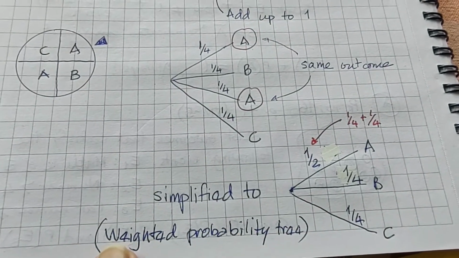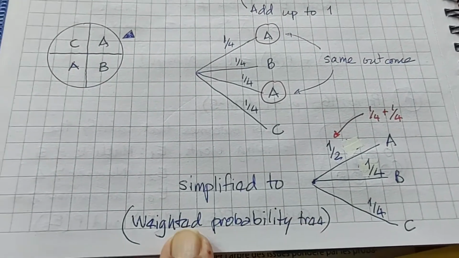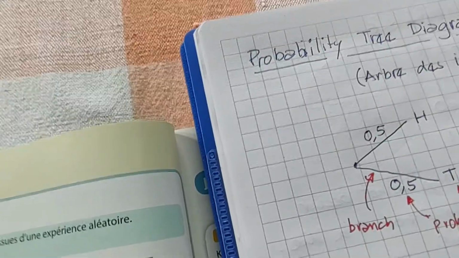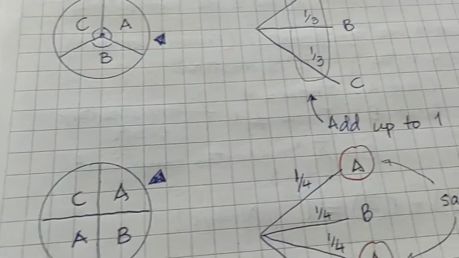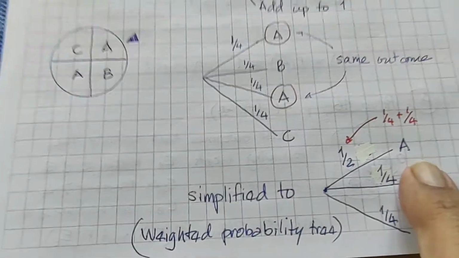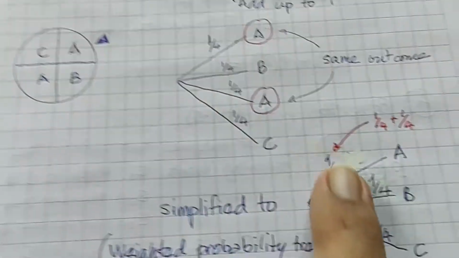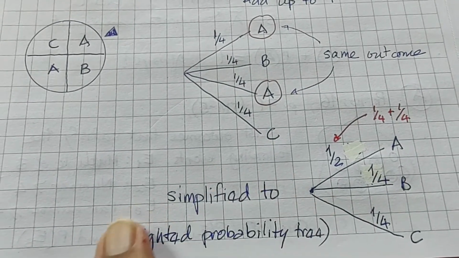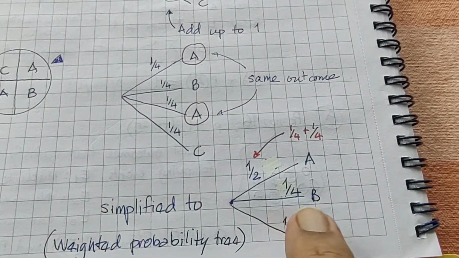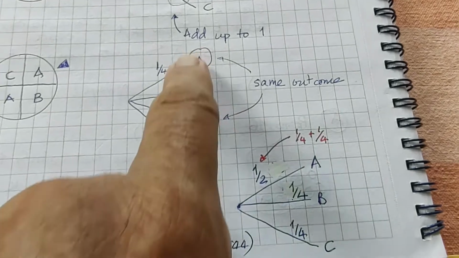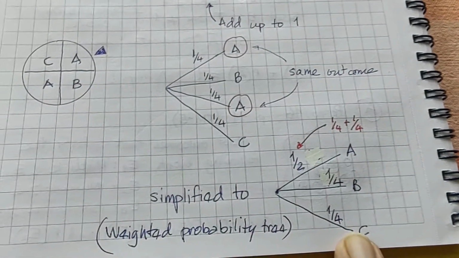Now this is called the weighted probability tree, if you want to be very correct, or in French it's mentioned here, arbre des issues pondérées. Pondéré means weighted. Weighted means multiplied by a number. So here this quarter is multiplied by 2 because there are 2 of them. Anyway, that is just for the sake of completeness. You don't have to remember it. When you are asked to draw a probability tree, you should draw it like this, not like this. You can draw it in rough like that, but finally you have to draw it like this.